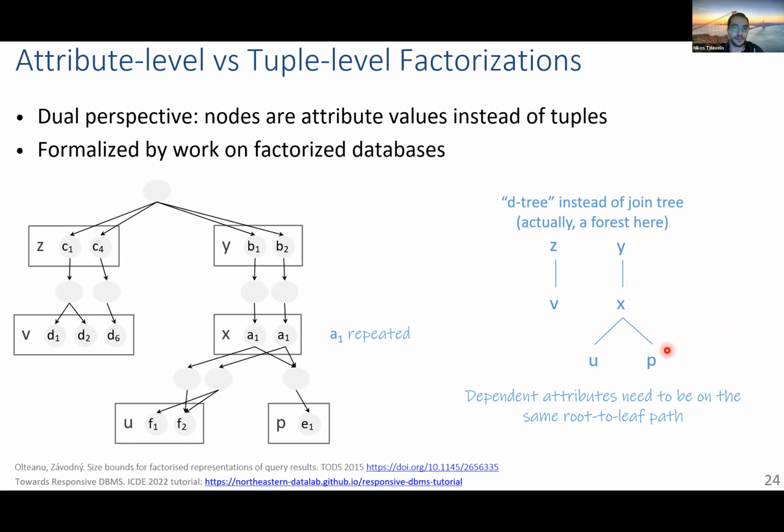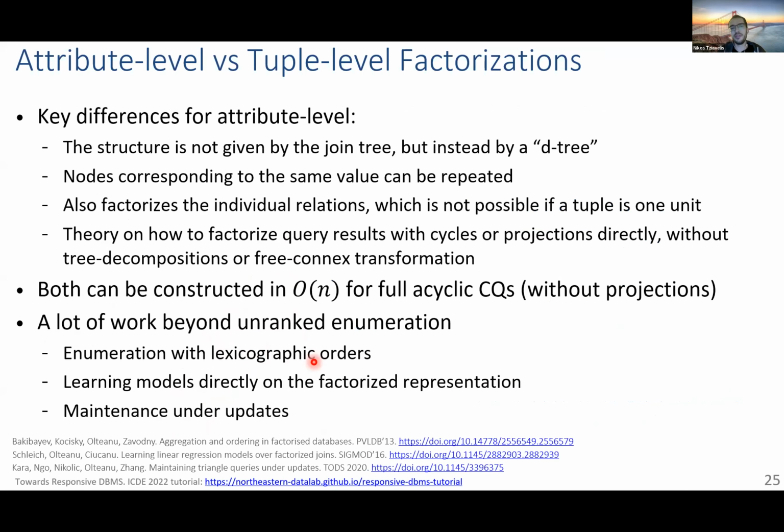So another difference is that in this type of representation, A1 here you can see it has been repeated twice. This never happens in the tuple-level representations. The reason here is that if you follow the example, B1 joins with only F2 from U, but B2 joins, if we follow this path, it joins both with F1 and F2. So because this layer now is in the middle, we have to decouple the A1 node, and that's why it appears twice. So that's another difference.